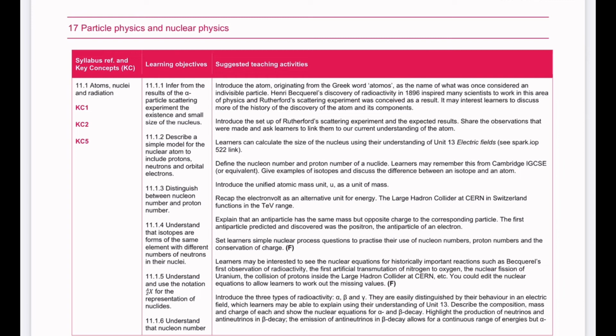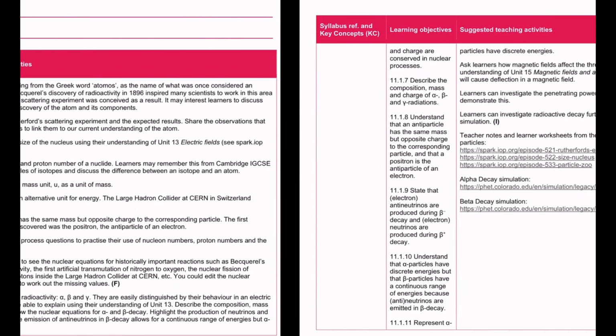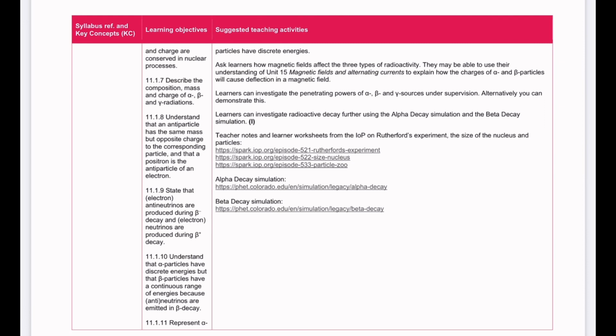11.1.3. Distinguish between nucleon number and proton number. 11.1.4. Understand that isotopes are forms of the same element with different numbers of neutrons in their nuclei. 11.1.5. Understand and use the notation A over Z X for the representation of nuclides. 11.1.6. Understand that the nucleon number and charge are conserved in nuclear processes.